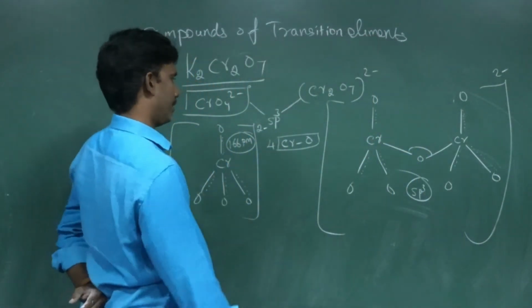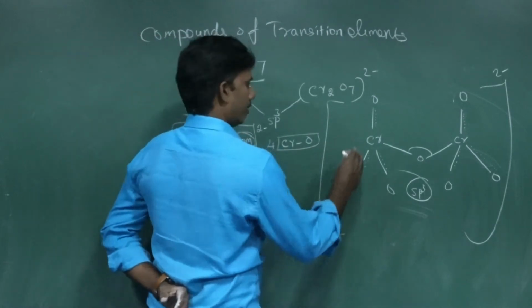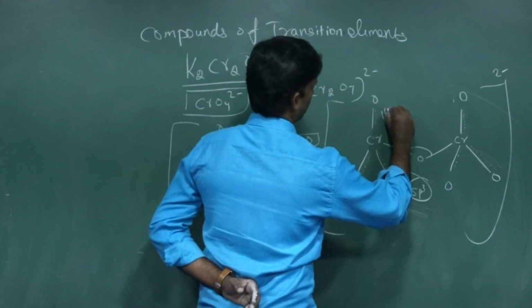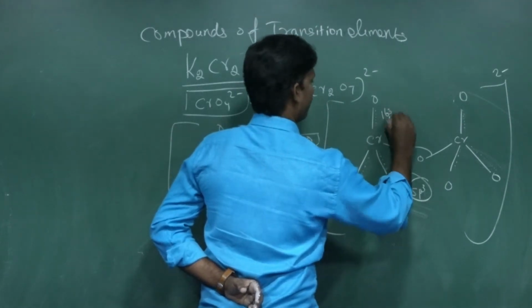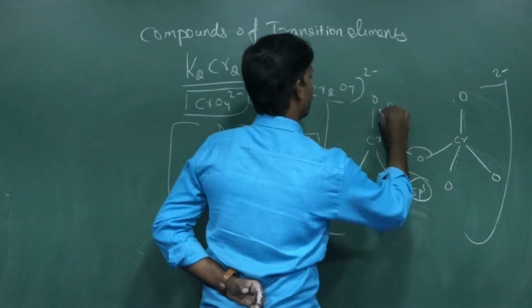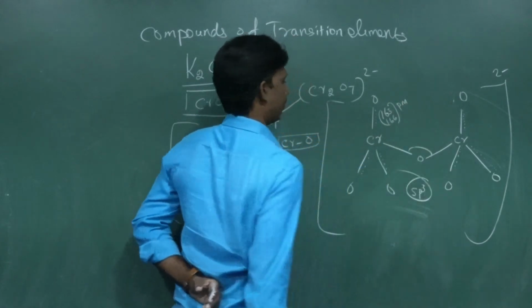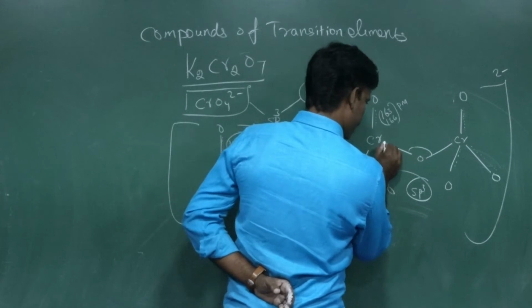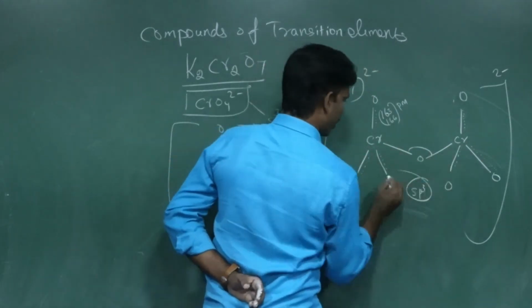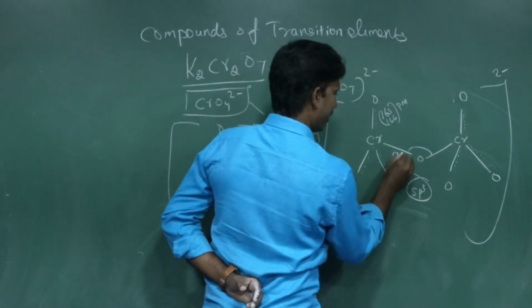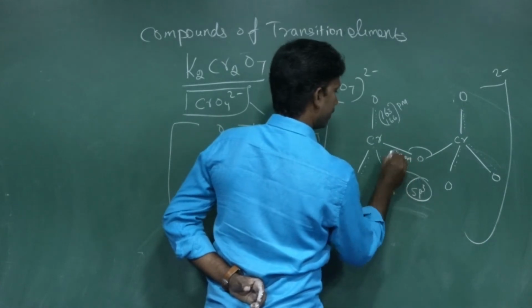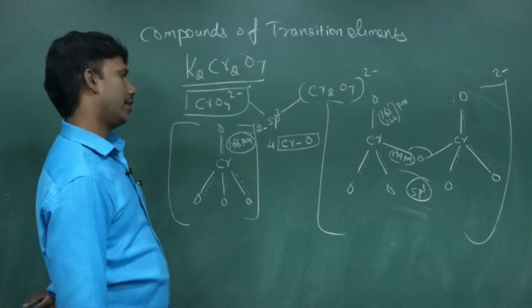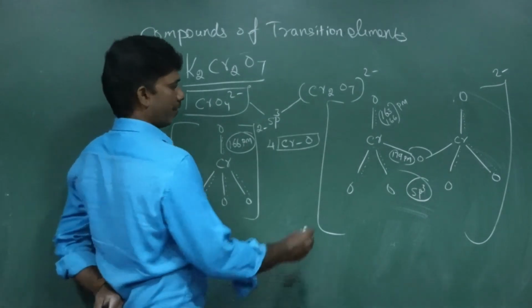These are like this. What is the difference here? Here also it is 163 to 166. In some books it is given as 163 picometer. And this CrO bond length, the bridging CrO bond length, is 179 picometer. That is the difference. So see how many CrO bonds are there in a dichromate ion.